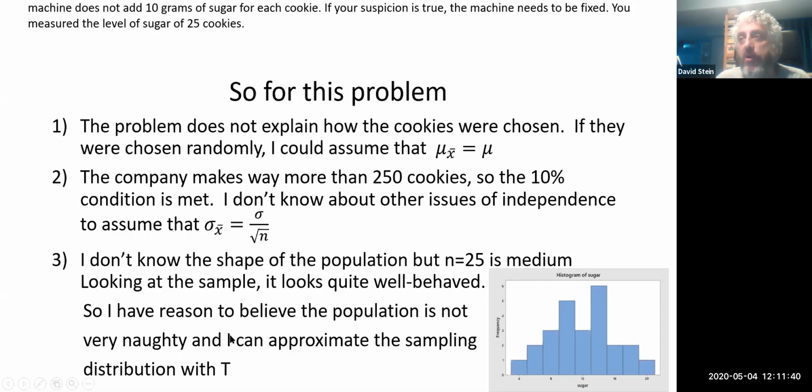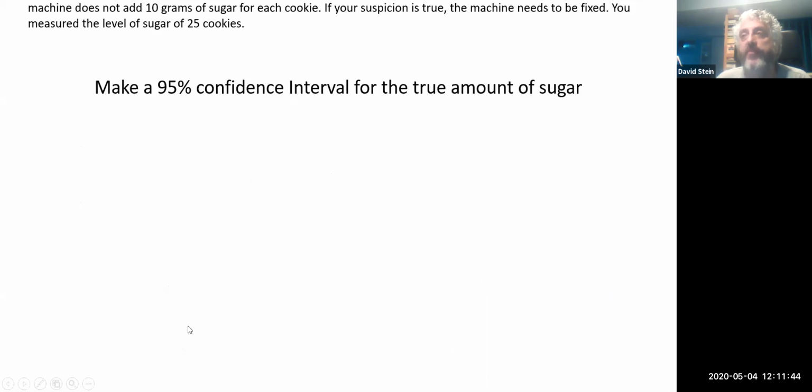All right, well, we're almost done. Let's see. Oh, we didn't make a confidence interval. So remember, let's make a 95% confidence interval for the true amount of sugar.